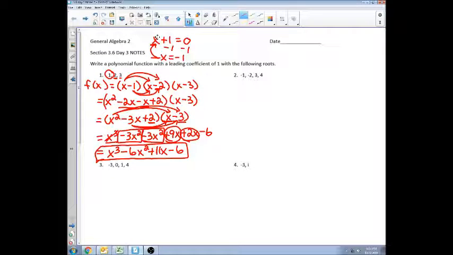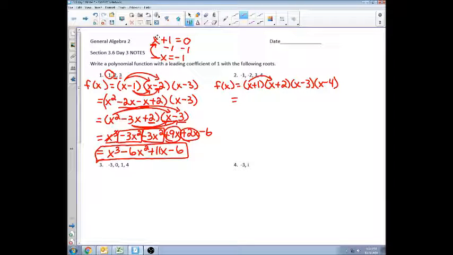Now, problem number 2, it's the exact same process. I just happen to have 4 terms now. So f of x would equal x plus 1, x plus 2, x minus 3, and x minus 4. Again, I want to use the opposite of the number that was given to me. Okay? Now I'm going to use double distribution on the first two.